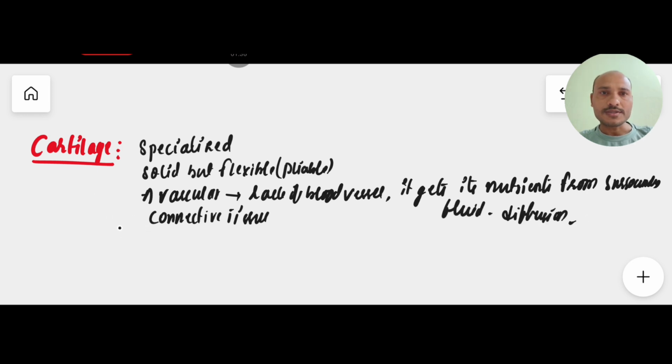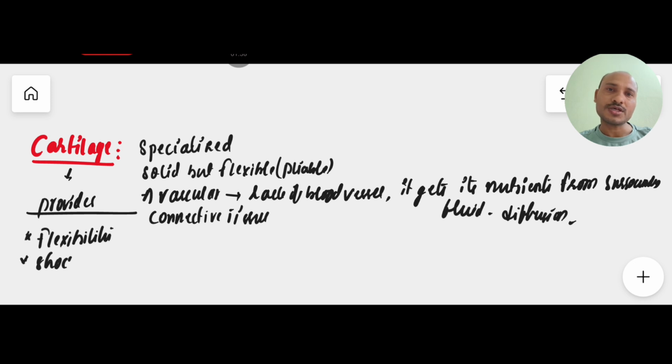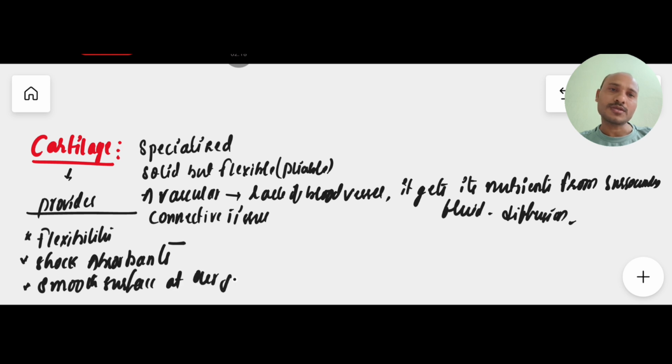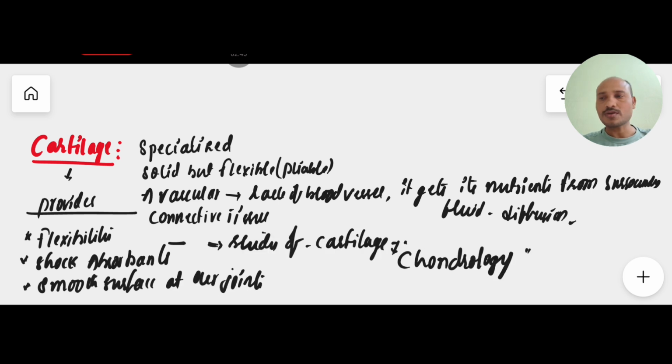And why cartilage? It provides flexibility, helps in shock absorption, and also helps provide a smooth surface at our joints. The study of cartilage is called chondrology. The membrane present around the cartilage is called perichondrium.